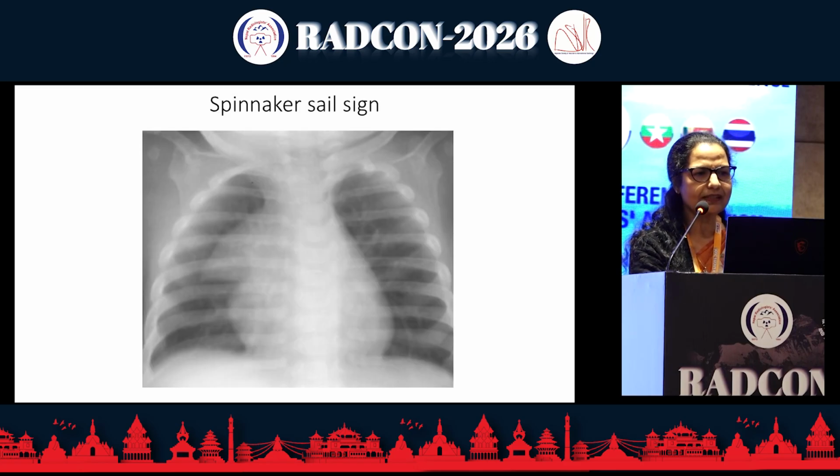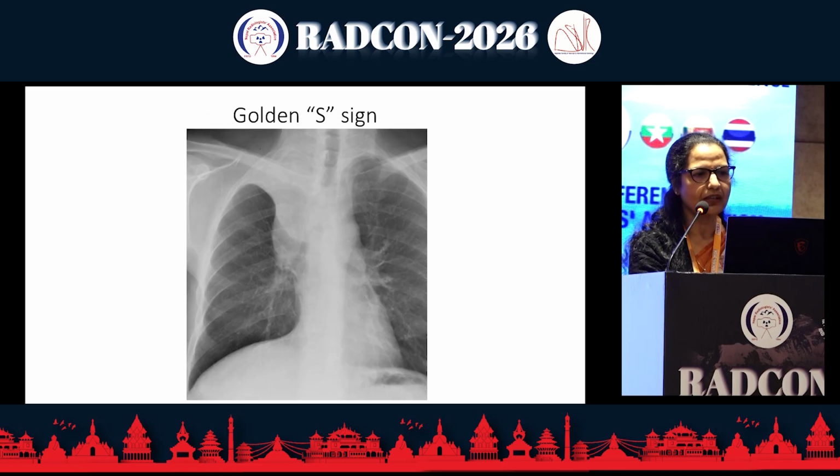Now, the spinnaker sail sign, when we are able to see the lobes of the thymus in case of pneumomediastinum, we are able to define it. When there is a mass adjacent to a fissure, with subsequent collapse of the lung, we get this golden S sign, the proximal convexity because of the mass, distal concavity because of the displacement of the fissure, usually seen in bronchogenic carcinoma in adults adjacent to the right upper lobe bronchus.